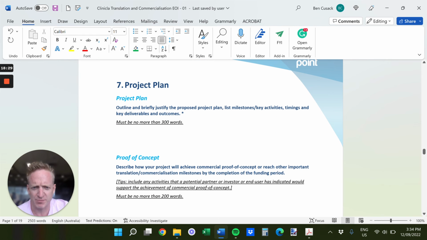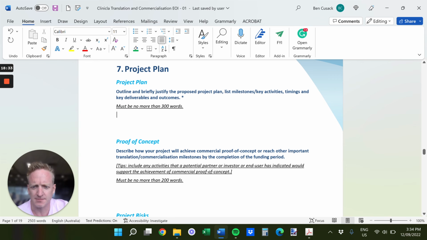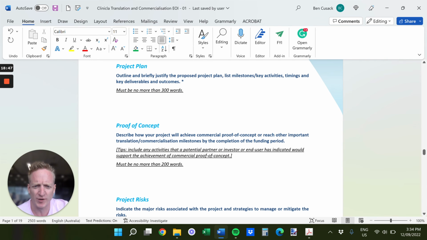So then we move on to the project plan. Pretty simple. Get out your Gantt chart, make it 5. You're going to do some scoping in the beginning, some project planning, some evaluation in the middle, and some trials. It's pretty simple. Just get that to maybe 5 dot points of the major outcomes.